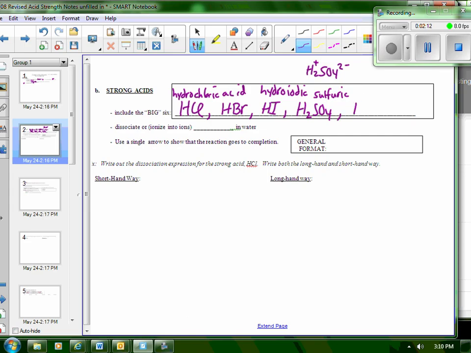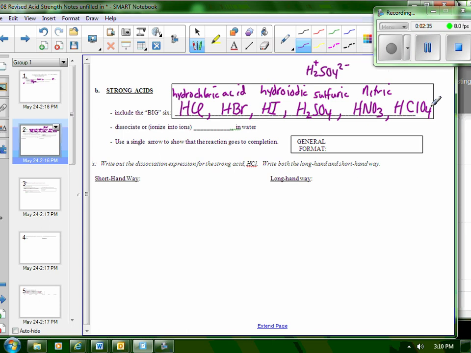Another strong acid is nitric acid. And finally, the one that most people forget all the time is perchloric acid. It comes from the perchlorate ion, which is on your polyion list, and you just have to balance it out with an H at the front. We'll talk a little bit more about naming down the line, but these are the 6 strong acids.